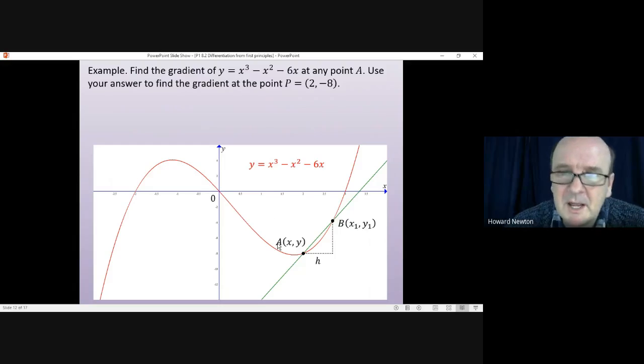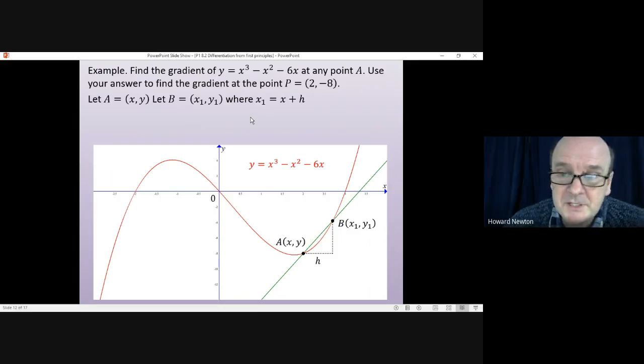Now, let's have a look at how this works out in practice. So let's say we had the same curve, y equals x cubed minus x squared minus 6x, and we wanted to find the gradient at any point whatsoever on the curve. So we'll try and do that, and then once we've got a method for doing that, we'll actually work out what the gradient is at this point, (2, -8).